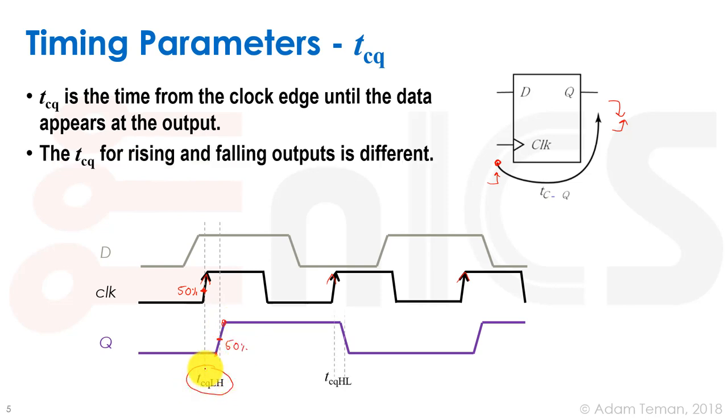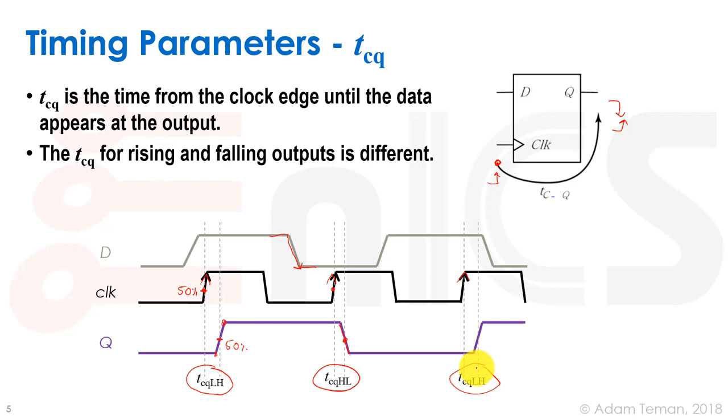If we look further along, then we see that in this case, our data fell from 1 to 0. And so when we do this sampling and the clock again passes 50%, what we see is a falling edge on the output. So this is a high to low transition, or TCQHL. And we have another TCQLH over here. So TCQLH and TCQHL are different.